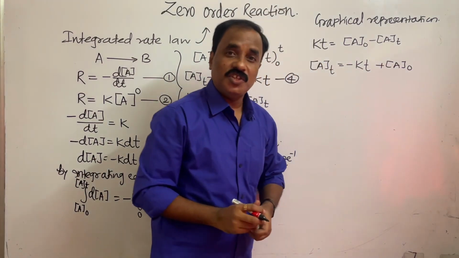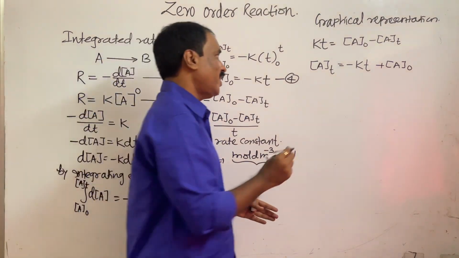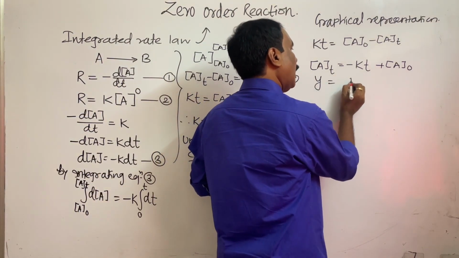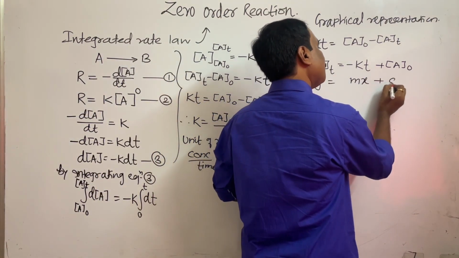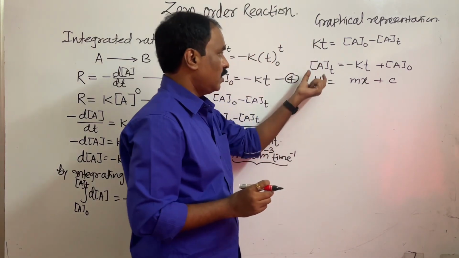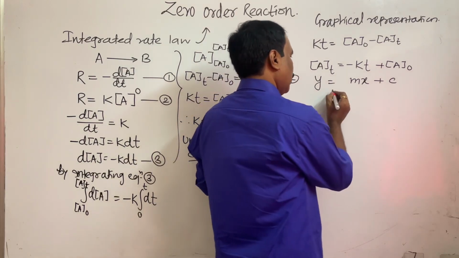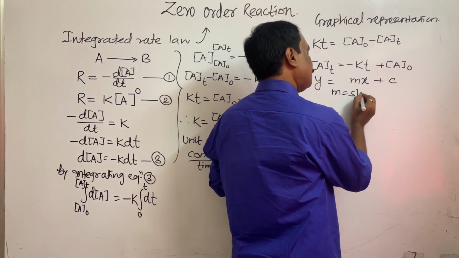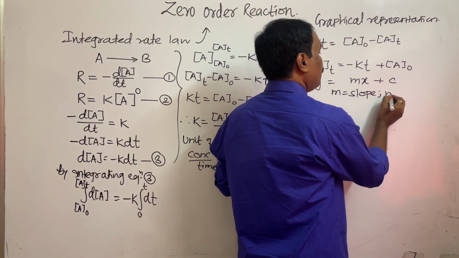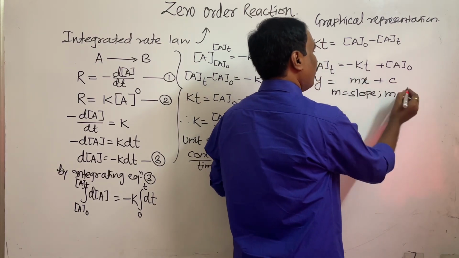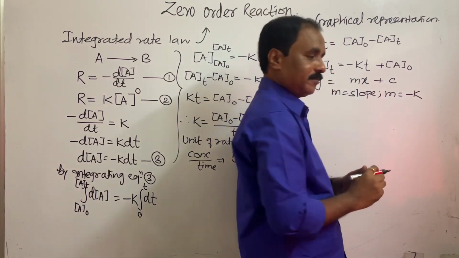You can compare this equation with the straight line equation, that is y is equal to mx plus c. What is m? m is the slope. And what is the value of m here? The value of m is minus k. Here the slope is negative.